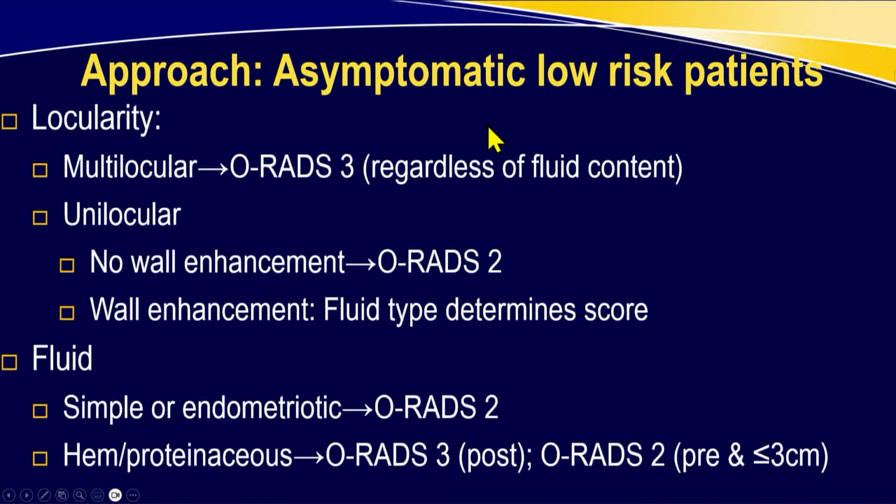And when talking about locularity, if something's multilocular, you don't have to sit there scratching your head about different signal intensities. That's an O-RADS 3. If it's unilocular, no wall enhancement, that's an O-RADS 2, almost certainly benign. If there's wall enhancement, then that's going to help you determine the score. Whether it's fluid, the type of fluid, is it simple or endometriotic, O-RADS 2, less than 0.5% chance of being malignant, or if it's hemorrhagic or proteinaceous, depending on the patient's hormonal status, it's either going to be an O-RADS 2 or an O-RADS 3.